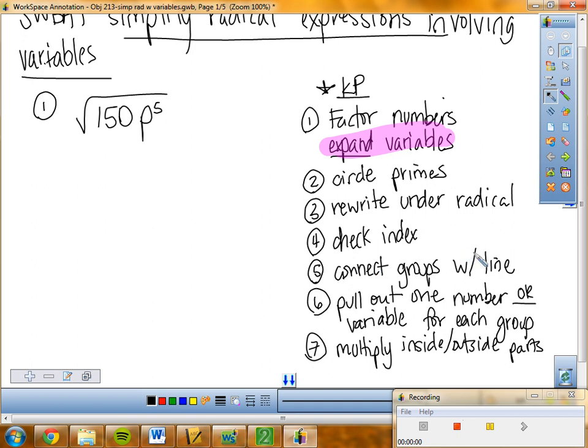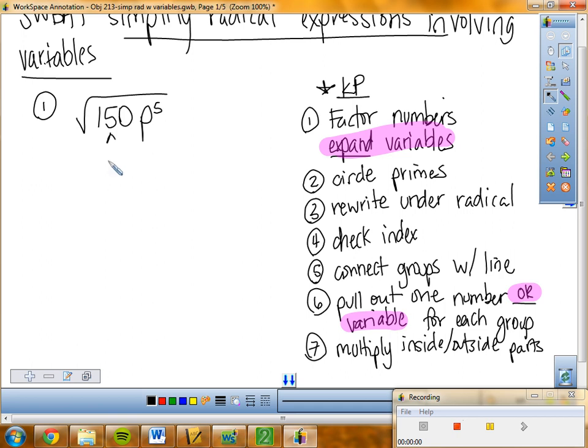Then we connect our groups with a line. We pull out one number, and again, this is something new, or one variable for each group that we have. And then the last step is multiply the parts that are inside and the parts that are outside. So let's look at example 1 and work through these key points.